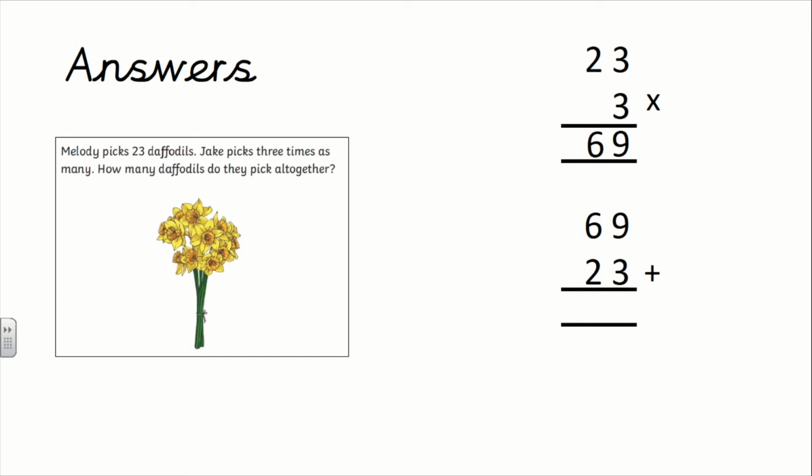Now, 69, add the 23. 9 add 3 gives me 12. So I put my 2 ones down, and I carry the 10 into the tens column. Then I do 6, add 2, add that other 1, which gives me 9. 6 add 2 is 8, add the 1 is 9. My answer is 92 daffodils.